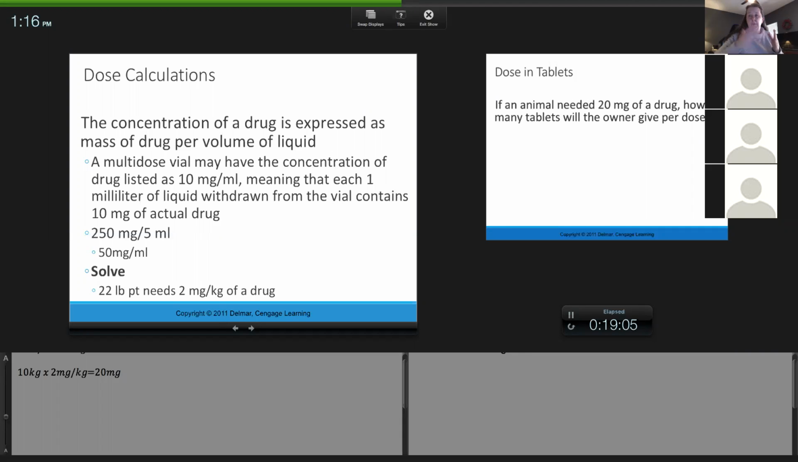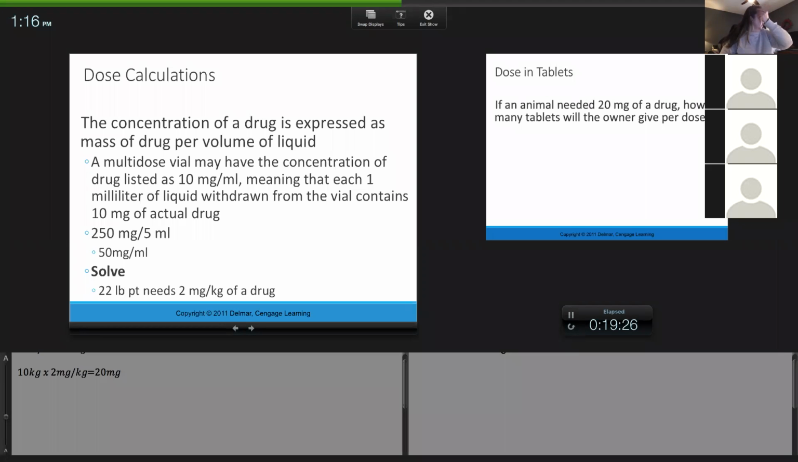Sometimes drugs have varying concentrations. So I don't know. Metronidazole comes in 250 milligram tabs, 500 milligram tabs. Also comes in liquid that's 62.5 milligrams per mil. So you have to write down the proper amount.